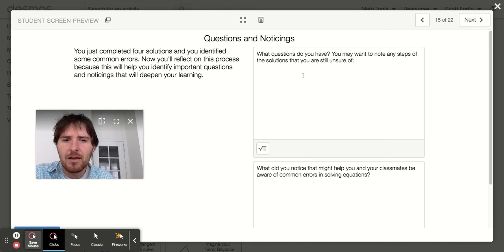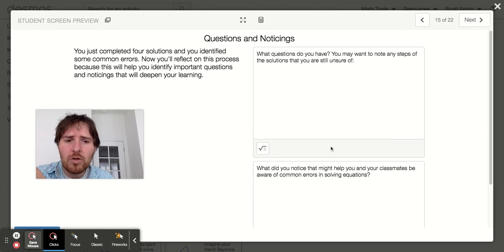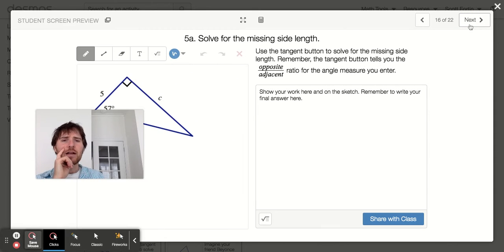Think about that. It's kind of hard for me to come up with that on my own because I've been doing this a while. But what do you notice that might help you and your classmates be aware of common errors in solutions? Did I do something just to one side, or did I do the same thing to both sides of an equal sign? That might be something you write down there. Sure, why not?